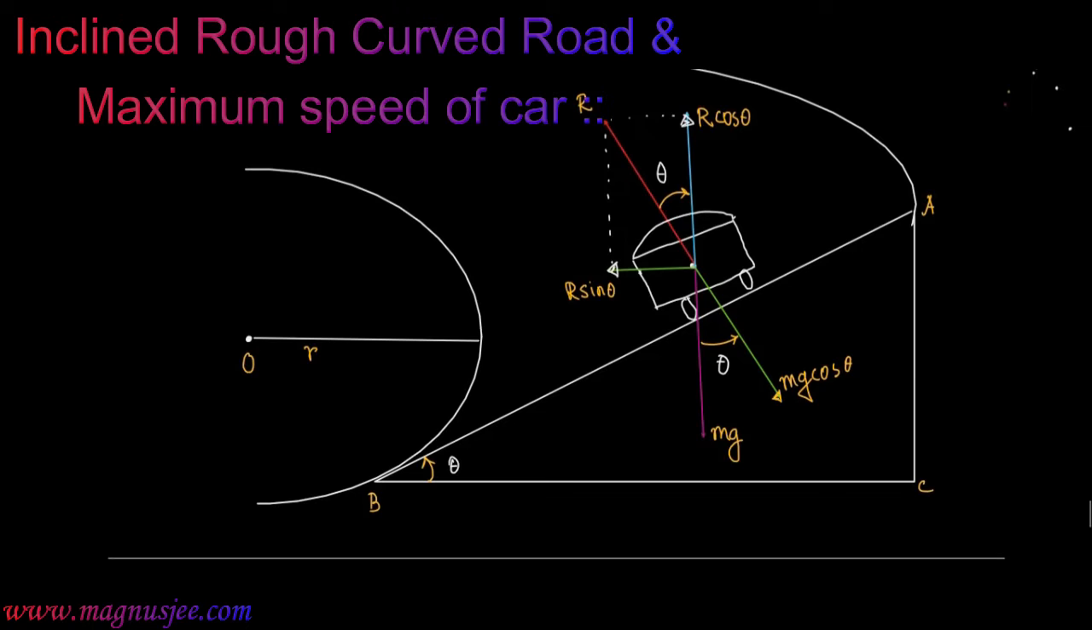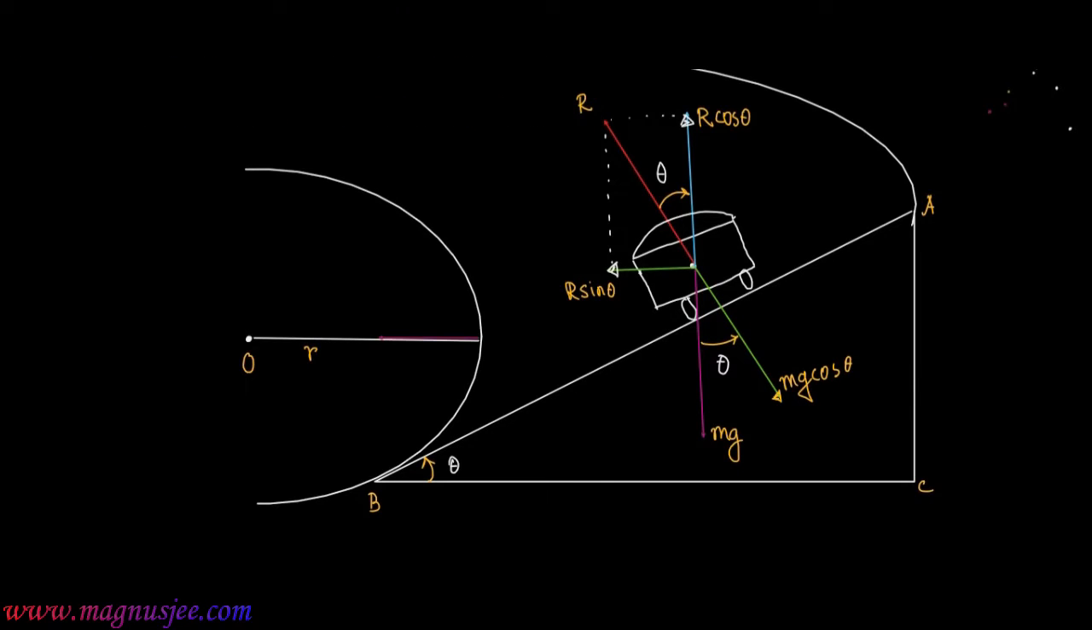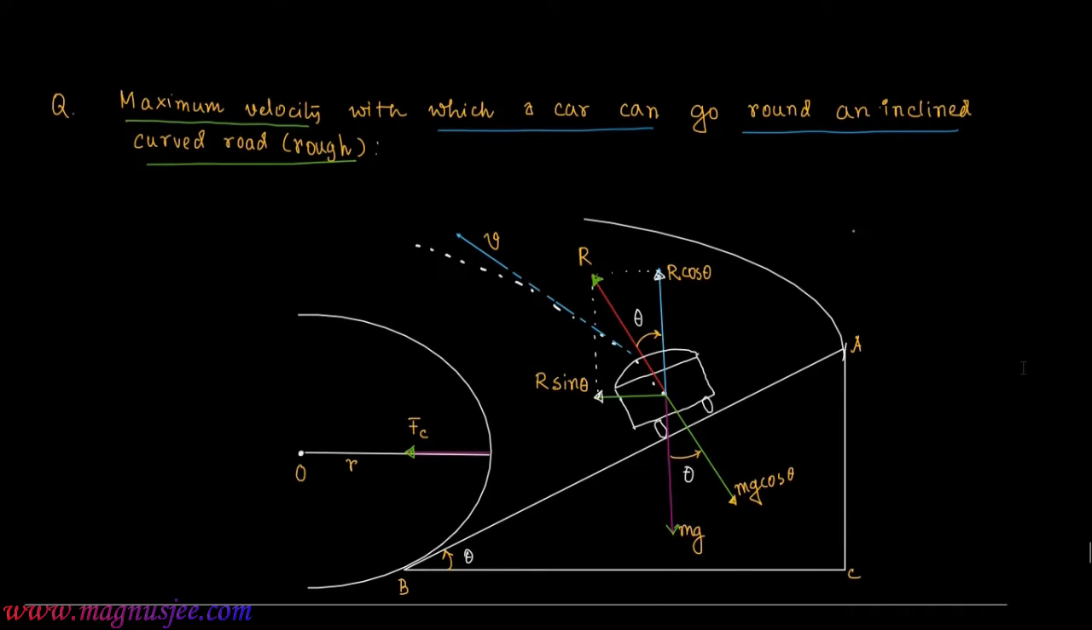This is the car, and the car will be taking a turn around this inclined curved road, and we can denote the direction along which centripetal force Fc is acting. Fc is the centripetal force which is required for taking a turn around the curved inclined road. V is the velocity with which the car will be trying to take a turn around this inclined curved road. The road is inclined and the road is also rough.